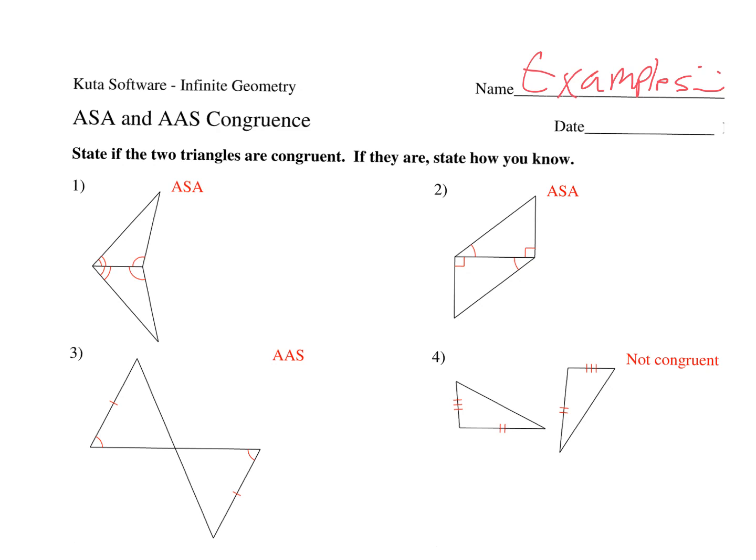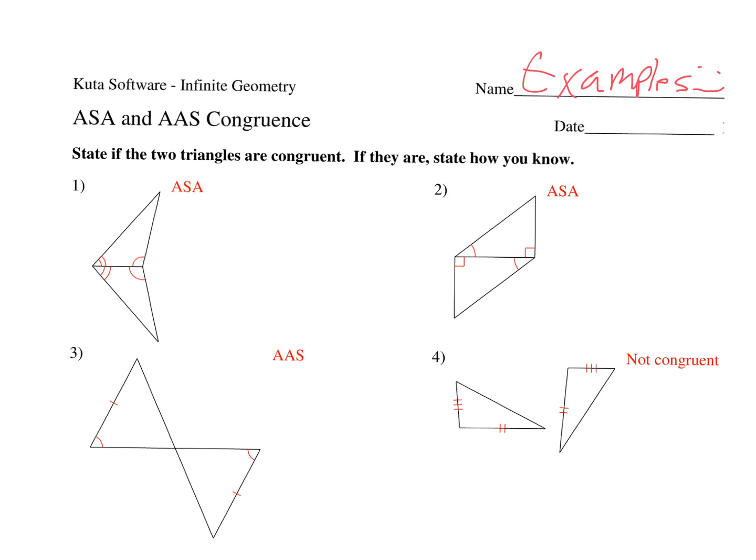Okay. So for these, angle, side, angle, and angle, angle, side. So we see on number 1, these two angles are congruent. So we have angle, this side is congruent, side, then these two angles are congruent. So hence angle, side, angle.